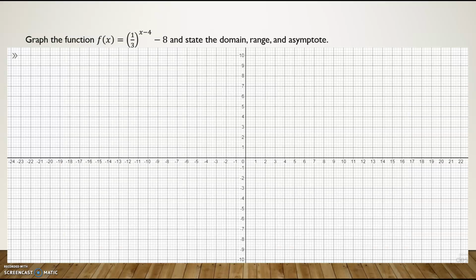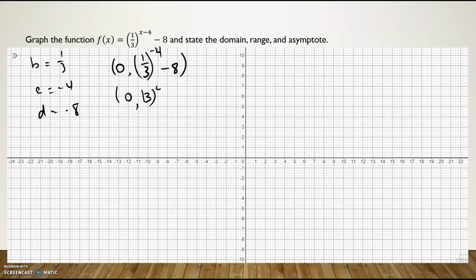Now let's look at this one right here. Again, we'll look at our key points. Here b is 1/3, c is -4, and d is -8. So we'll have 0, 1/3 raised to -4 minus 8. The -4 is going to flip what's inside, so 3 raised to 4 minus 8. Okay, so we'll have 0, and this will be 81 minus 8, so 0, 73 for one of our key points.